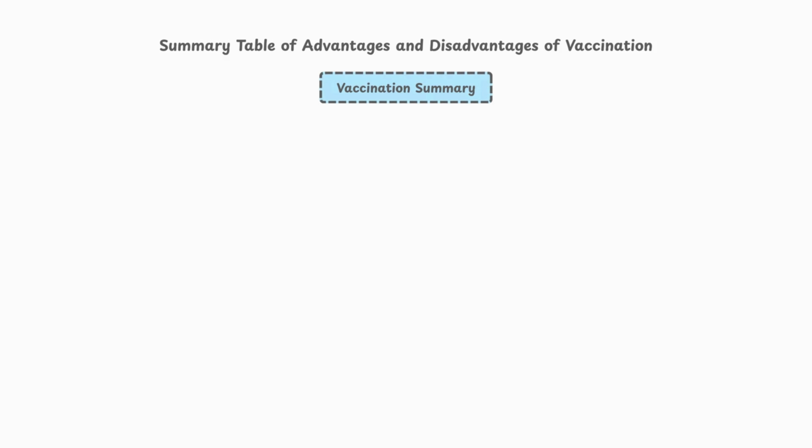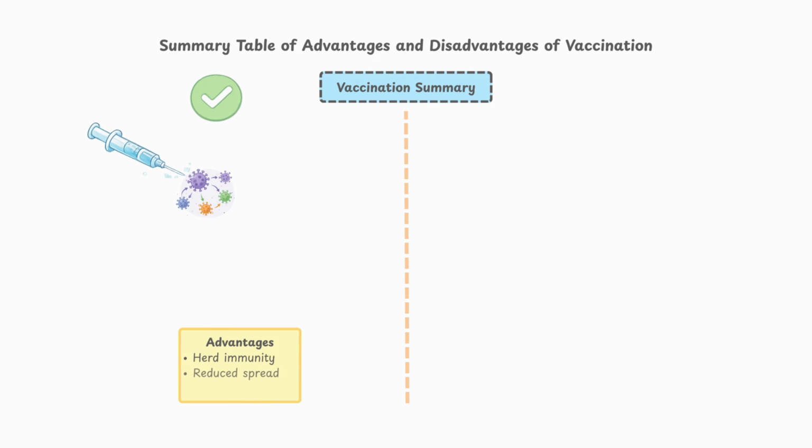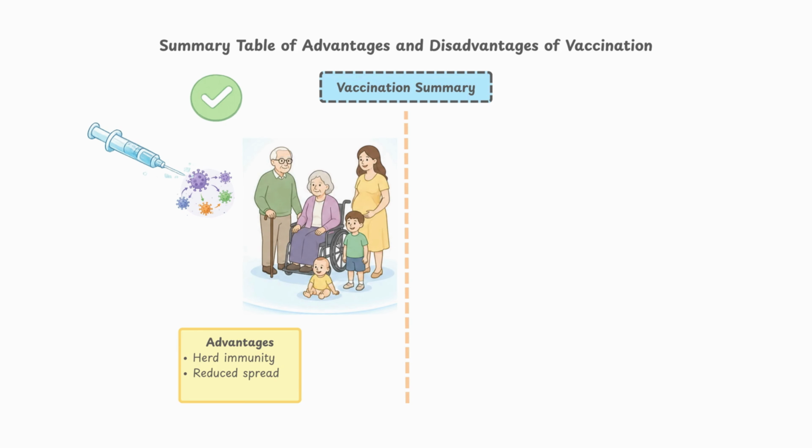Before we finish, let's bring everything together with a quick summary of the advantages and disadvantages of vaccination. On the advantage side, vaccination helps build herd immunity, reducing the spread of disease within a population. This protects not only vaccinated individuals, but also vulnerable people who may not be able to receive vaccines themselves. As a result, vaccination can help prevent large outbreaks and even eliminate certain diseases.